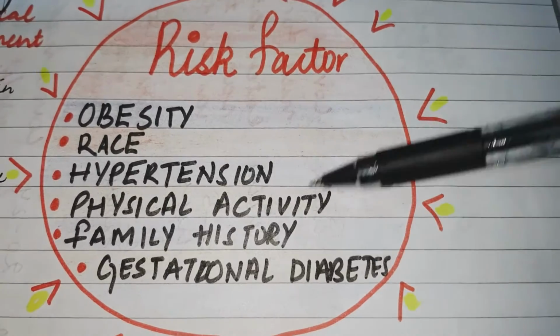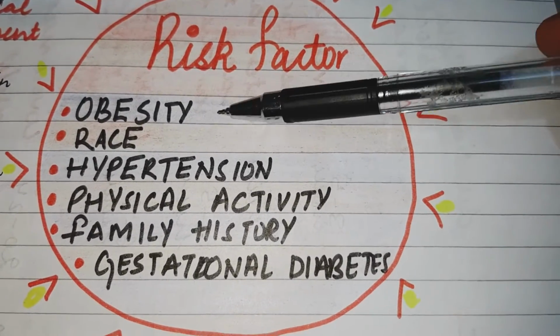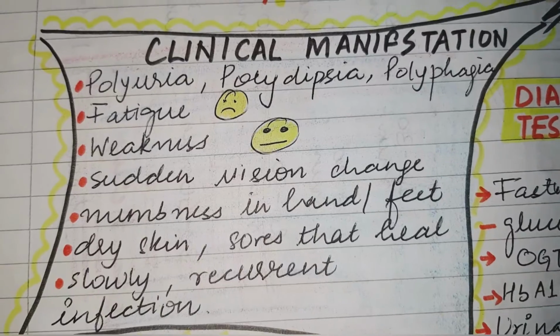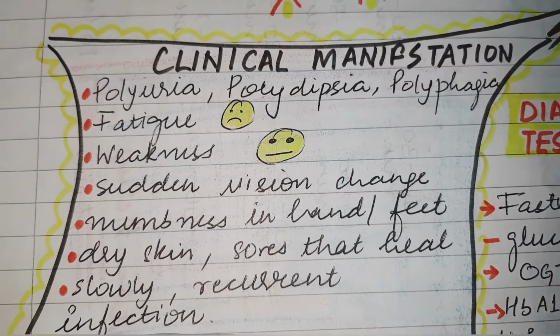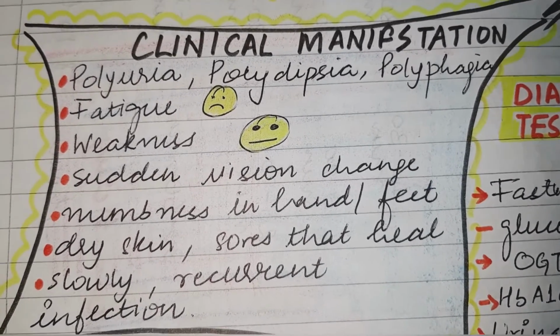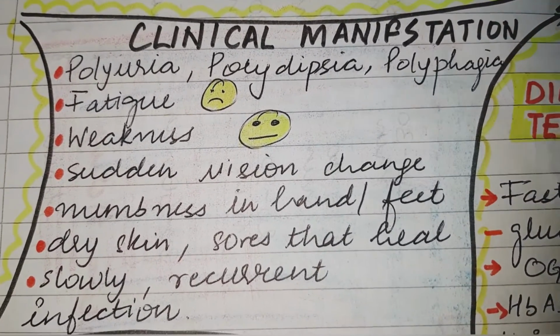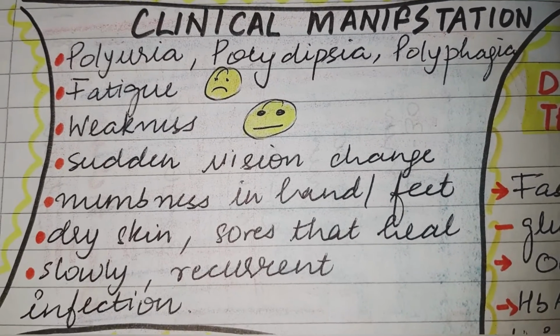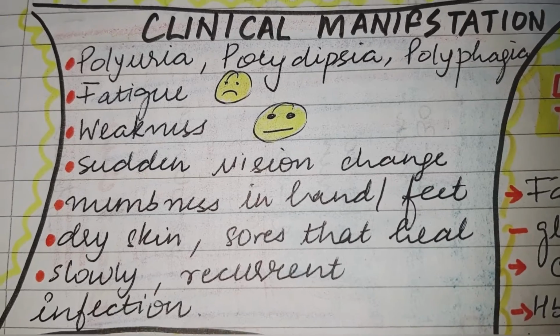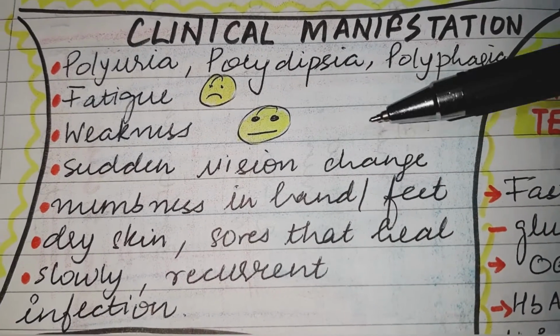There are several risk factors of diabetes mellitus, such as obesity, hypertension, family history, etc. As for the clinical manifestation, clinically you will see polyuria, polydipsia, polyphagia, fatigue, weakness, sudden vision change, numbness in hands and feet, dry skin, slowly healing scars, and recurrent infections. So these are the clinical manifestations in the patient of diabetes mellitus.